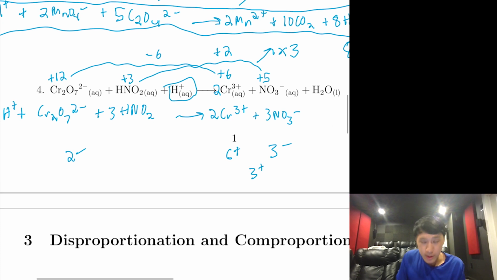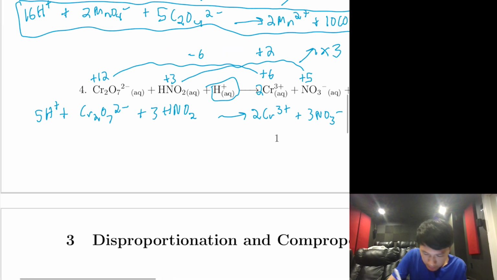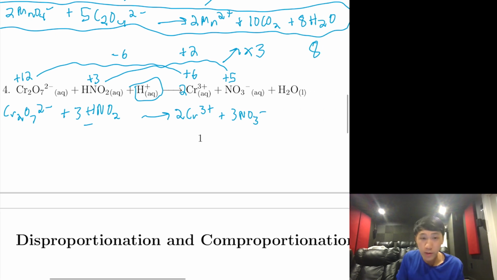And then we need to balance the hydrogens on both sides. So on the left side, we have the 5 hydrogens here and 3 hydrogens here. That comes out to 8 hydrogens. On the right side, we have no hydrogens. So that means we're going to need to add 4 waters to balance the hydrogens out.